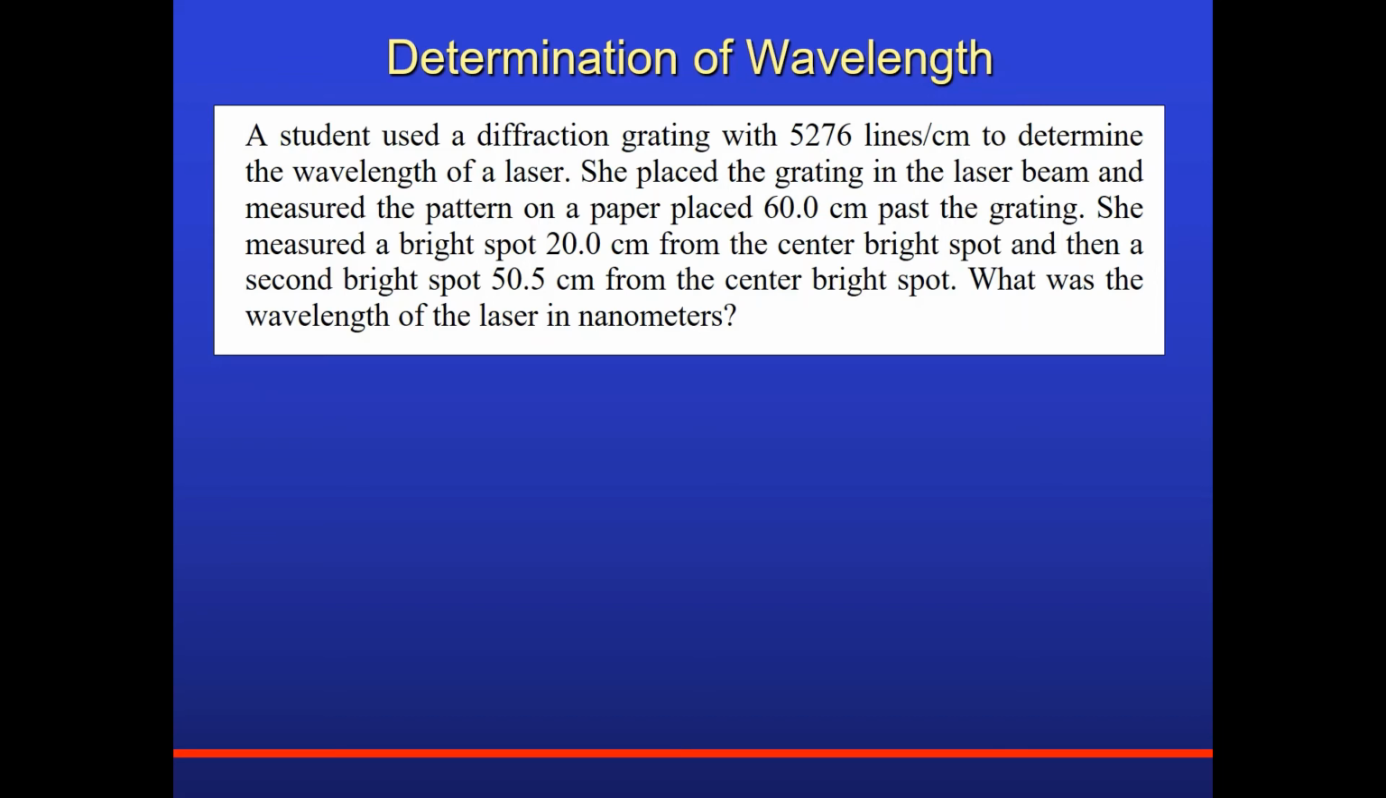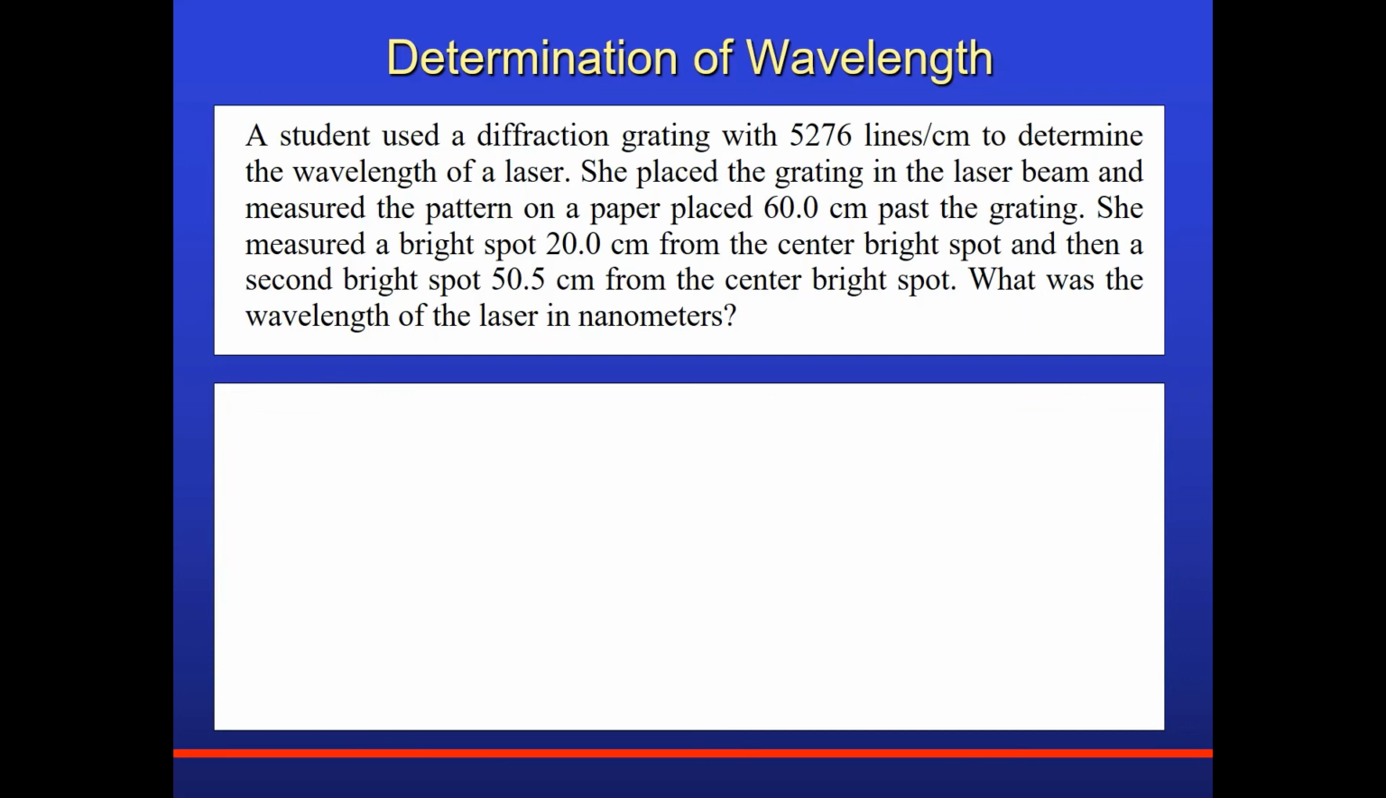Okay, so to solve this problem, you really have three things you have to do. First, you have to decide which equations are appropriate to solve the problem. Second, you have to extract the correct numbers from the statement of what this student did in lab. And thirdly, you have to use the units correctly, because it's asking for the wavelength of the laser in nanometers. So let's begin.